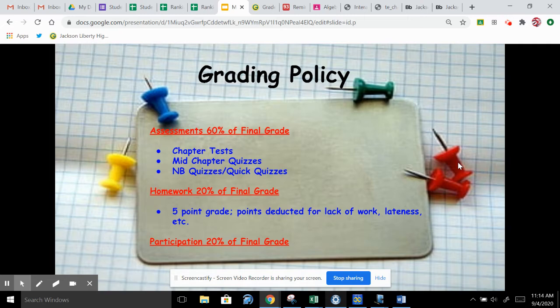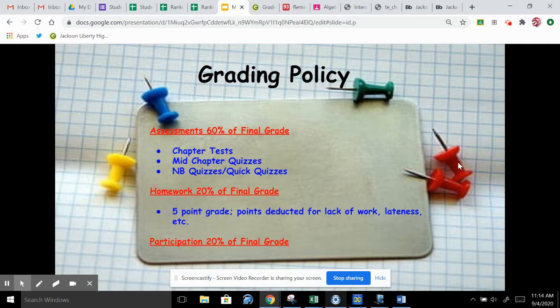Those are your tests, your mid-chapter quizzes, your notebook quizzes, your quick quizzes. Your tests are going to have study guides, and we'll devote a day to reviewing for those. Same thing with your mid-chapter quizzes. If we're in the middle of a heavy chapter and we have to take a halfway break, we'll review for that. We'll prepare for that.